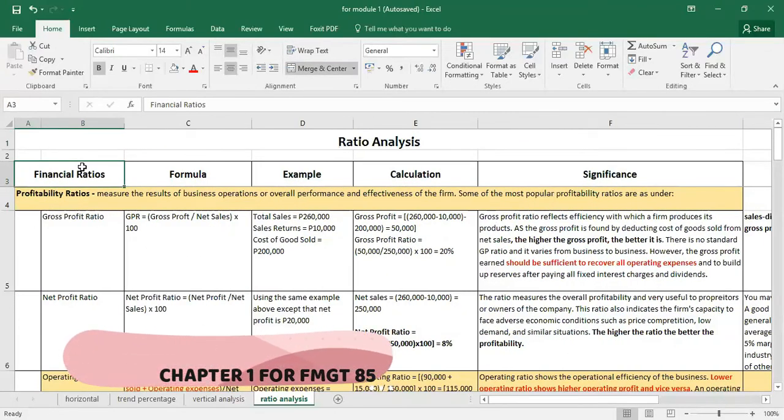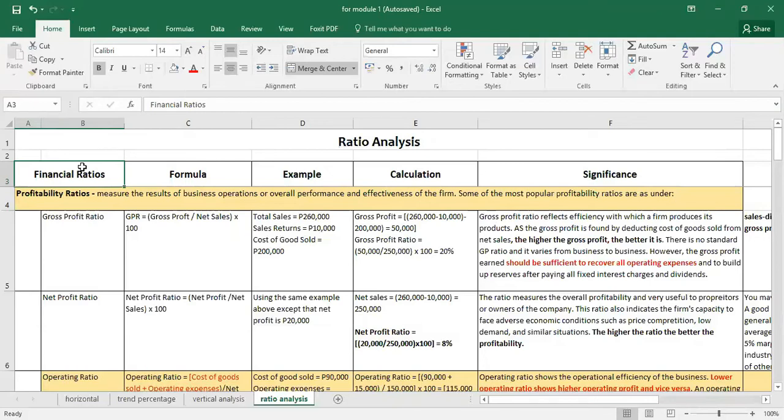Itong ratio analysis, isa sa pinaka-importanteng part ng ating FM, ng ating financial management. Why? Bakit nga ba sobrang importante ng ratio? Magagamit nyo siya hanggang sa mga advanced subjects ng financial management. So, dapat ngayon pa lang that you're starting your financial management journey, ay ma-master nyo na ang ratio analysis.